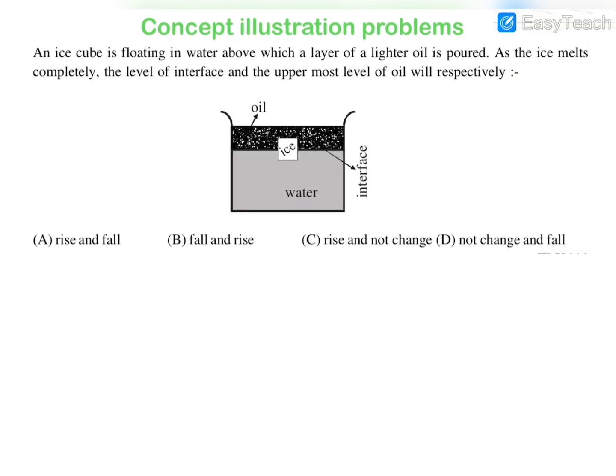In this question, you can see that there is an ice cube which is floating on the interface of oil and water. Partially it is in the oil and partially it is in the water. Now this ice cube gets melted completely, and we have to find out whether the interface will go up, go down, or remain at the same level, and whether the topmost level of oil will go up, go down, or remain at the same level.